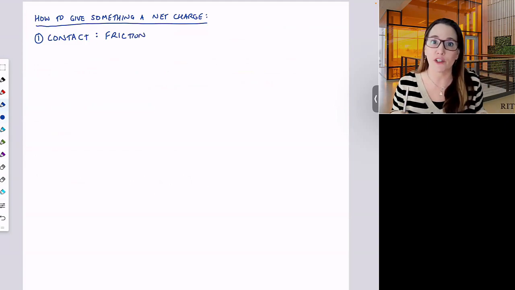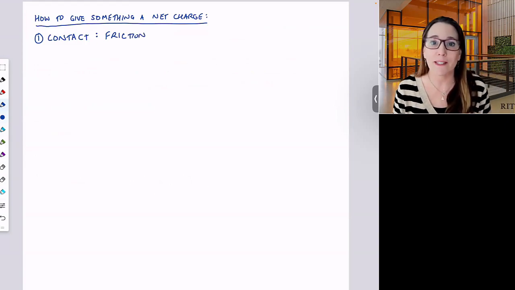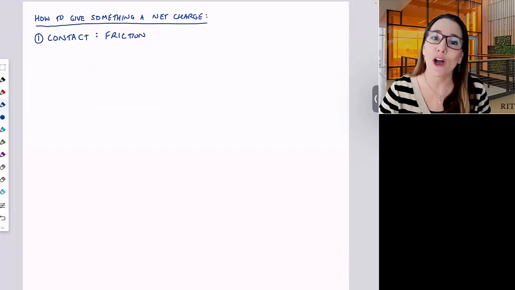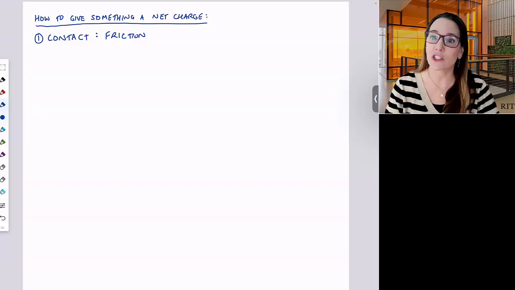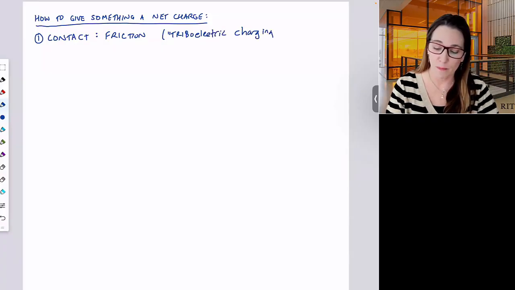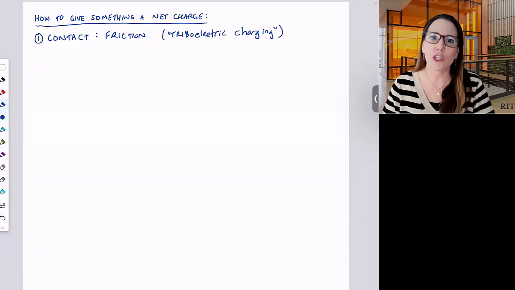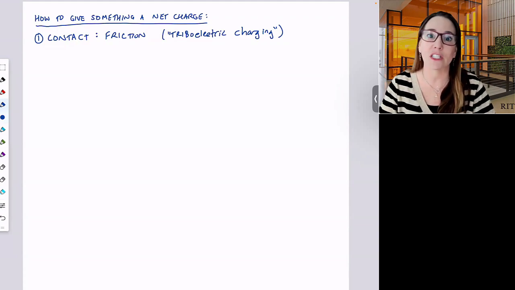You shuffle your feet across the carpet in a cold, dry space, and then you end up accumulating a charge. You go to touch the doorknob and you get shocked, right? That's charging by friction. This also has a fancy name, triboelectric charging, but it's really just our basic charging by friction. That's very common. You rub two things together, and you strip electrons off one of the objects and give them to the other. So the electrons are just transferred via friction.